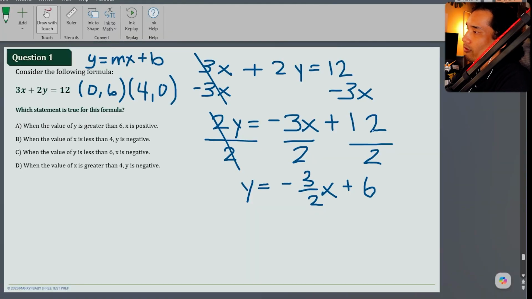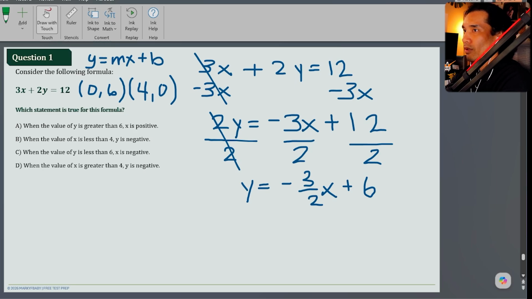So 12 divided by 2 is 6. And then our slope is negative. Okay, so this confirms that we have a negative slope. And when we plot our ordered pairs, we will hopefully see a negative slope. So this is our y-intercept confirmed, 0, 6, and our y-intercept right here equaling b. b is equal to 6.